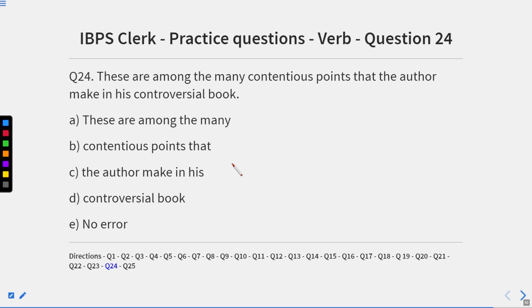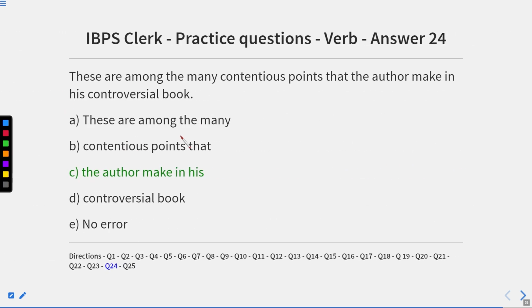Now let us move to the next one. These are among the many contentious points that the author make in his controversial book. Now, what does he do? The author make. Author is a singular subject, so it is followed by the singular form of the verb. So this "make" is incorrect. It should be replaced with "makes". So the error is in part C, because here we have the singular form of the noun or the subject.